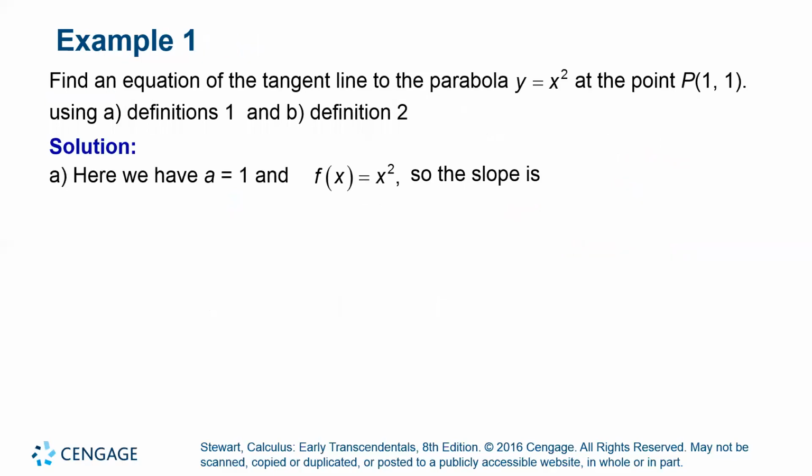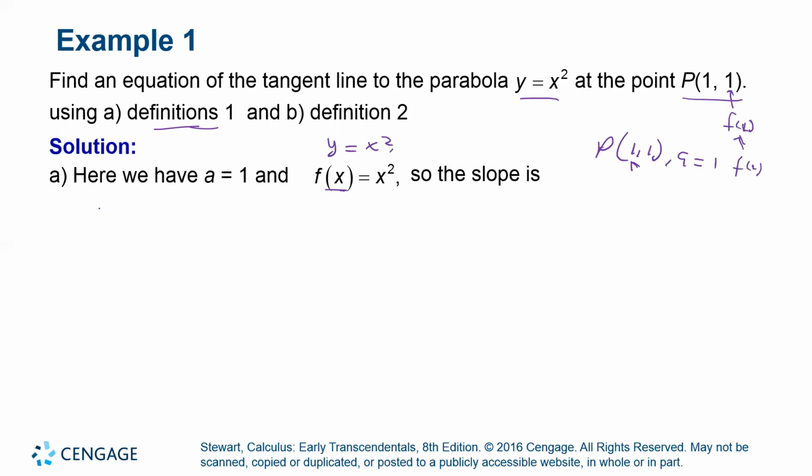All right, so here's an example. Suppose we are given the parabola y equals x squared through the point 1, 1. Now part A, we want to use both definitions 1 and 2 to solve this problem. Our f of x, which is y, is x squared. At the point P (1, 1), a is the x-coordinate, because f of 1 is f of a in the formula.